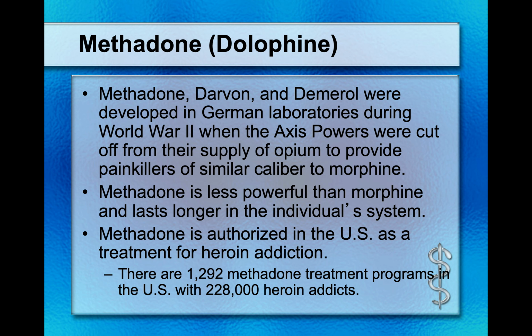Methadone, Darvon, and Demerol were developed in German laboratories during World War II when the Axis powers were cut off from their supply of opium, to provide painkillers of a similar caliber to morphine. Methadone is less powerful than morphine and lasts longer in the individual's system. Methadone is authorized in the United States as a treatment for heroin addiction. There are 1,292 methadone treatment programs in the United States with 228,000 heroin addicts.